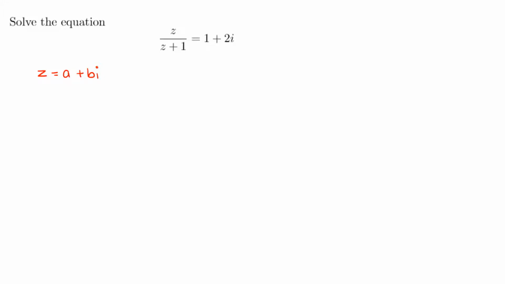But before I do that, maths is all about getting rid of what we don't like in the equations. What don't we like here? We don't like that fraction. So how about I multiply both sides by z plus 1 and I'll be left with z is equal to 1 plus 2i multiplied by z plus 1. Multiplying that out, we'll get z plus 1 plus 2i times z plus 1. So we'll have z plus 1 plus 2iz plus 2i.